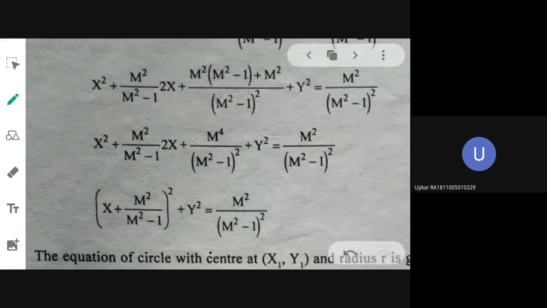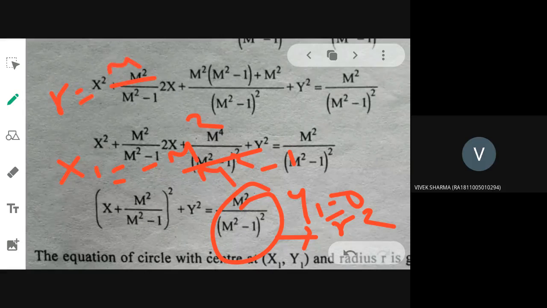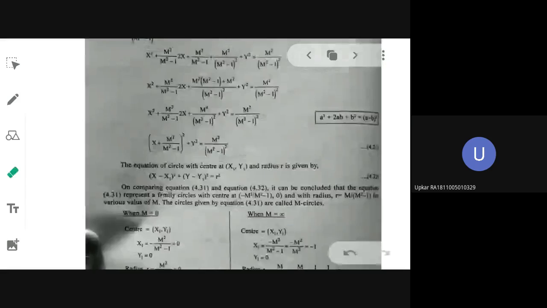X1 is equal to minus m squared divided by (m squared minus 1), that is y1 is equal to 0. What about the radius? This is your r squared term. So what is your radius now? The radius r is equal to m divided by (m squared minus 1). So that is how you are proving it.